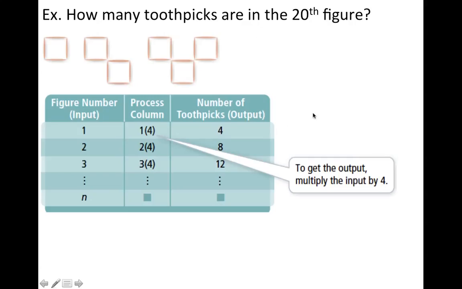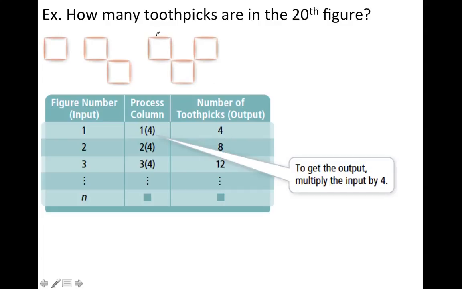The next example is determining how many toothpicks are in the 20th figure using a process column. If you notice, the first column is the figure number or input. So the number 1 represents the first figure. We made 1 square. The process column shows that in our first figure we used 4 toothpicks, so our number of toothpicks used was 4. Then going to your second and your third, etc.